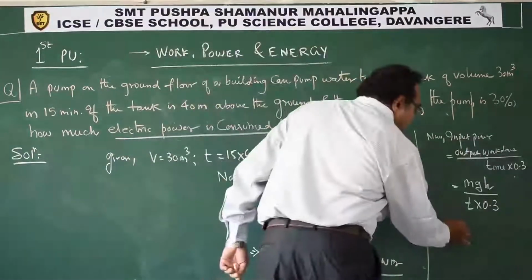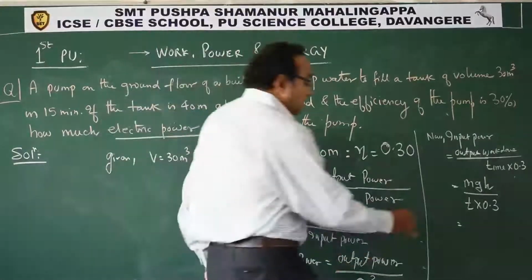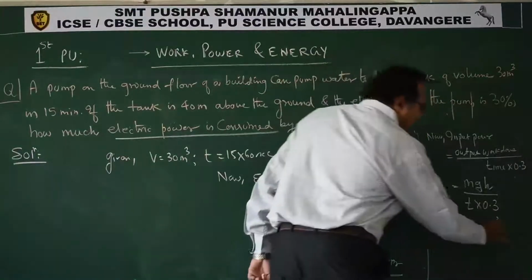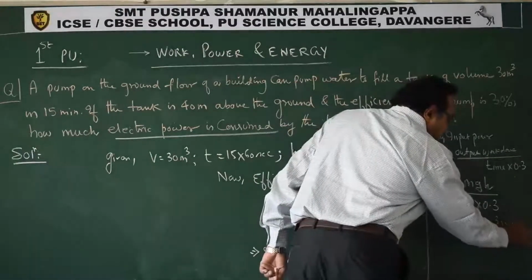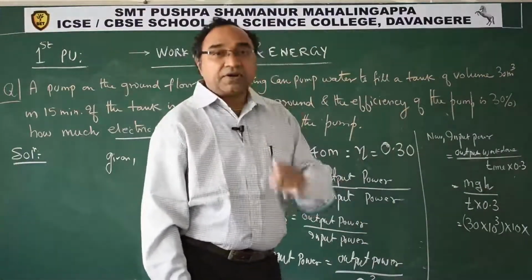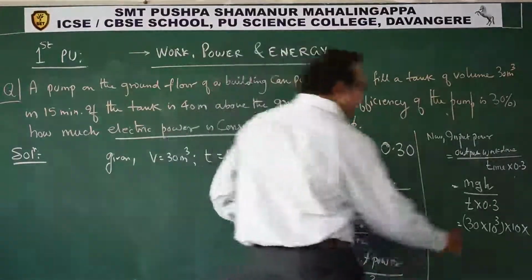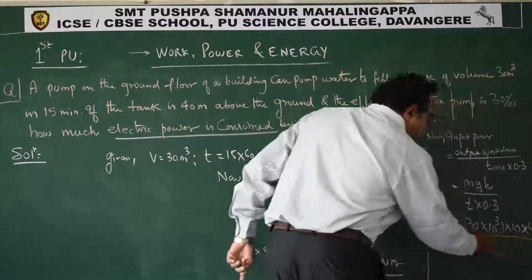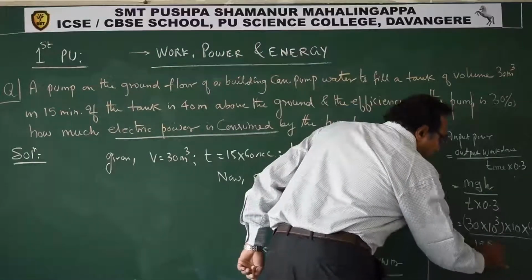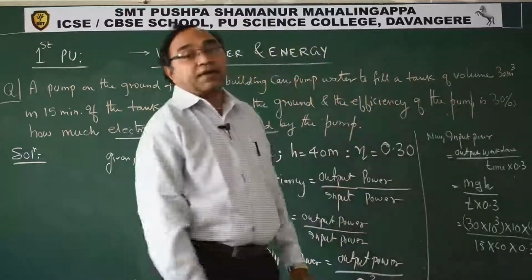Now pass on the values. Mass is what? Volume into density. That is why volume is given. So volume is 30 and density is 10 power 3. This is mass. Let us say g is 10. I am taking g as 10 for calculation ease. If it is mentioned 9.8, please take it as 9.8. And height is given as 40 meters. So 40 meter divided by T is given as 15, so 15 into 60 into 0.3. This is exactly what we get.